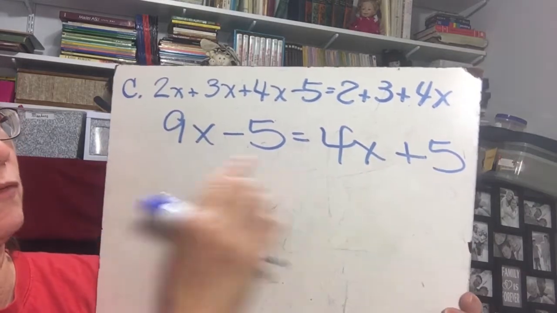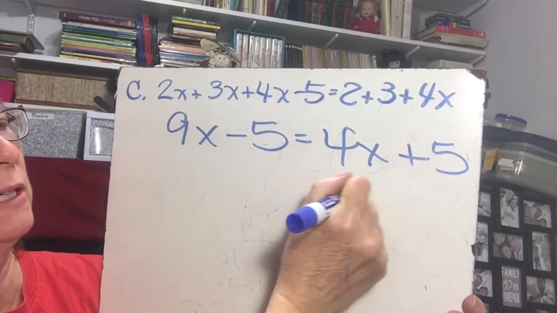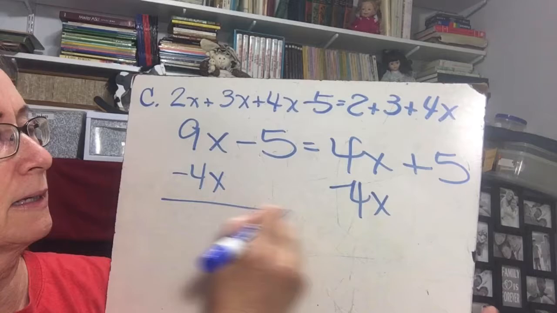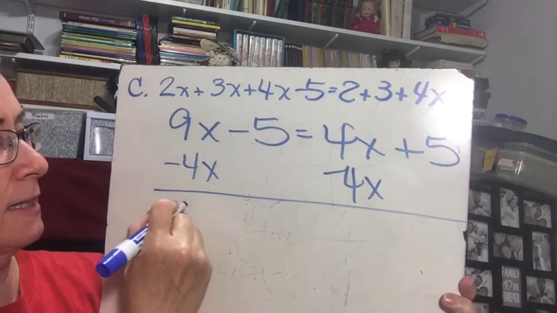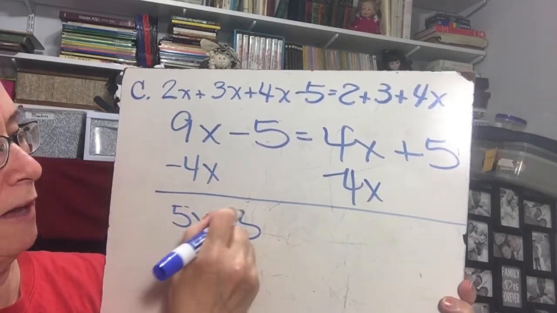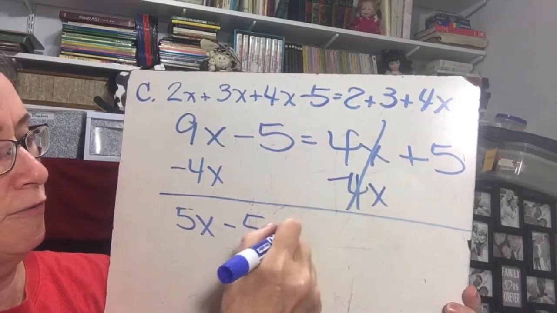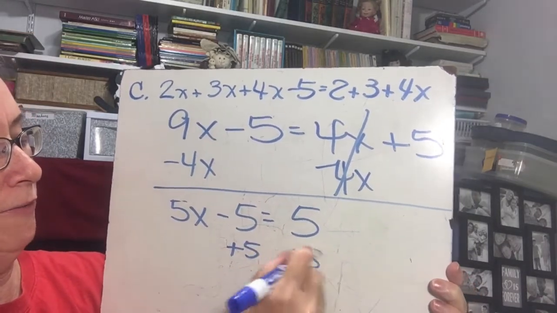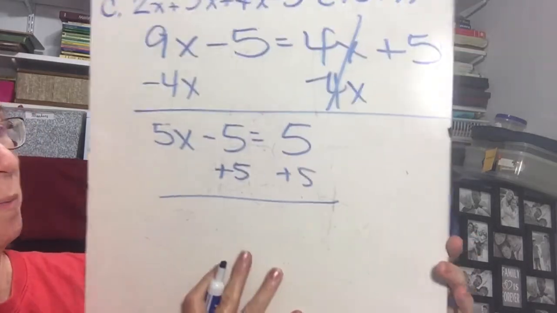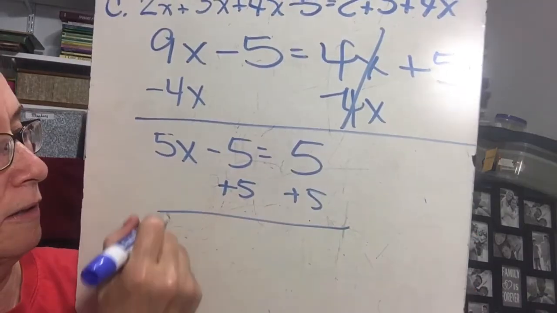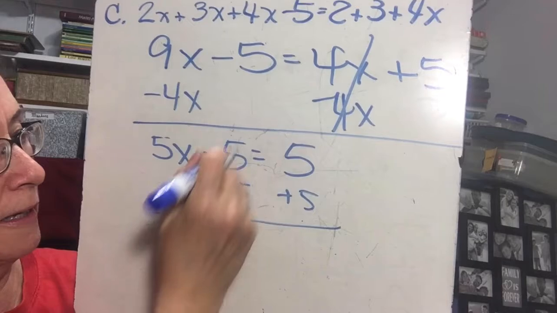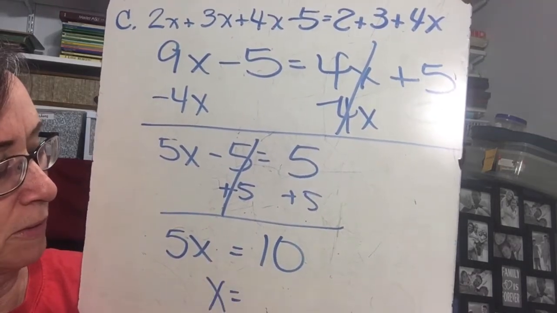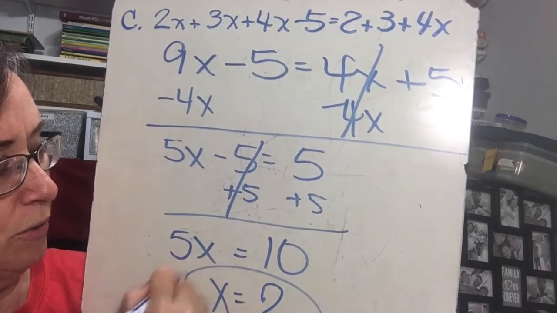So let's just move our x terms to the left. So minus 4x, 5x minus 5 equals 5. Add 5 to get the variable term by itself. 5x equals 10, or x equals 2.